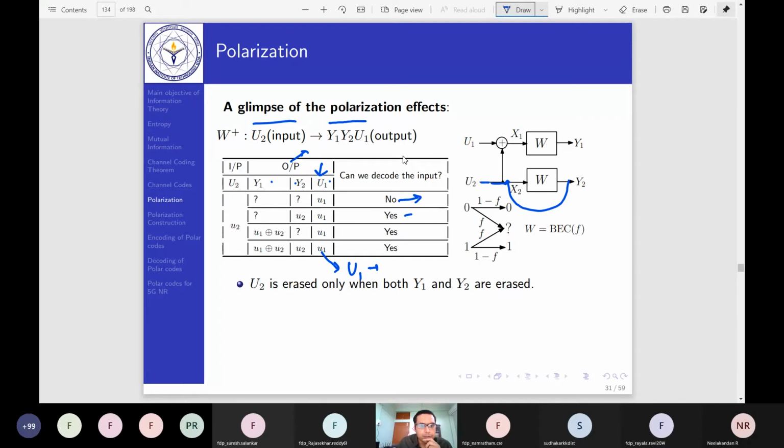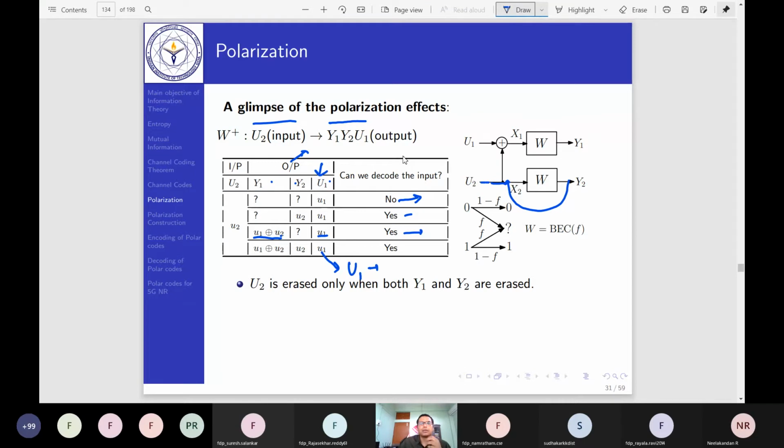Okay, good. The third case is that Y1 is not erased, Y2 is erased. So Y1 is equal to U1 plus U2. Now we have U1 plus U2, and we have the knowledge of U1. So we can sum them up. If we sum this part with this part, then U1 will get cancelled and we'll be left with only U2. So we can decode. And in the fourth case, Y1, Y2 are both available to us, so we can definitely decode the input.